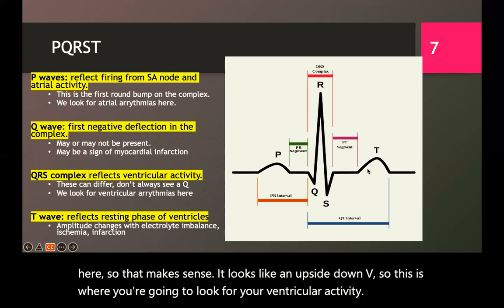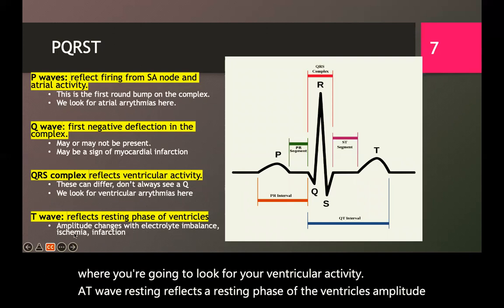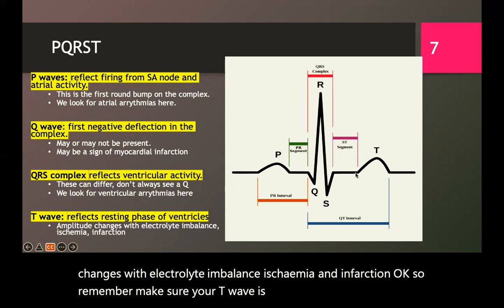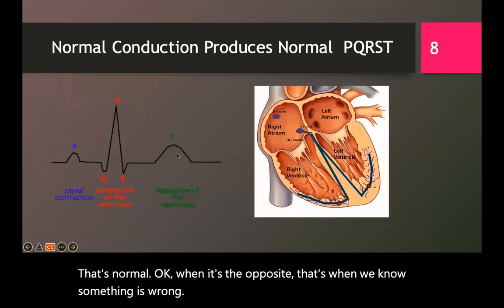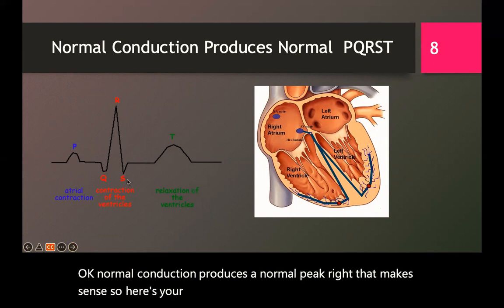A T wave reflects a resting phase of the ventricles. Amplitude changes with electrolyte imbalance, ischemia, and infarction, okay? So remember, make sure your T wave is upright. That's normal, okay? When it's the opposite, that's when we know something is wrong. Okay, normal conduction produces a normal PQRST, right? That makes sense. So here's your normal PQRST, all right?